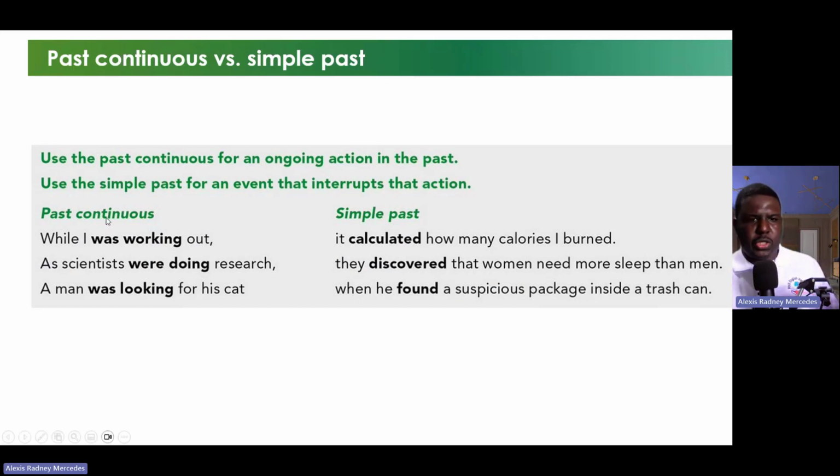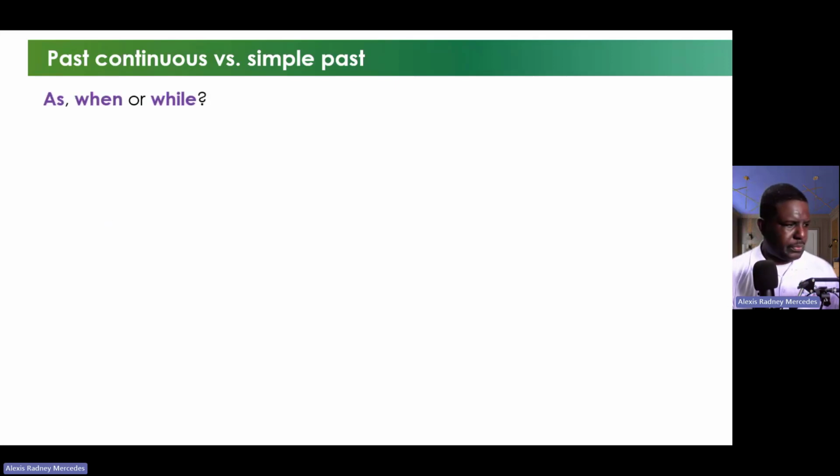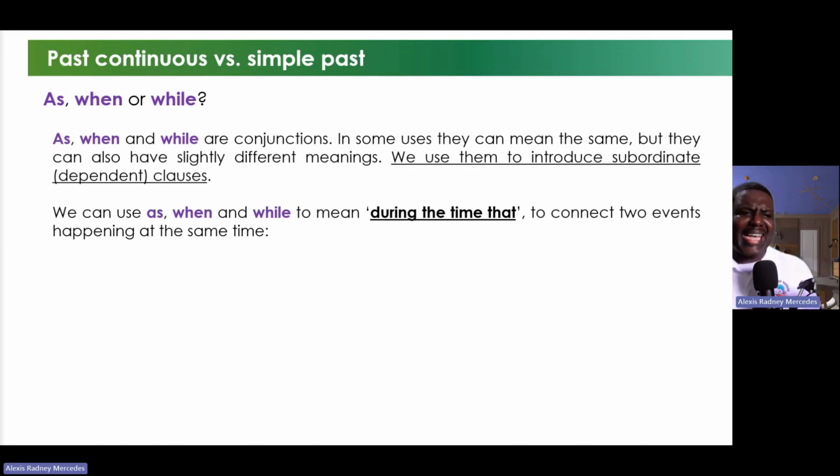Now, let's continue with the second part, guys. Let's explain now the use of as, when, or while using past continuous versus simple past. Number one, as, when, and while are conjunctions. In some uses, they can mean the same, but they can also have a slightly different meaning. We use them to introduce subordinate dependent clauses.